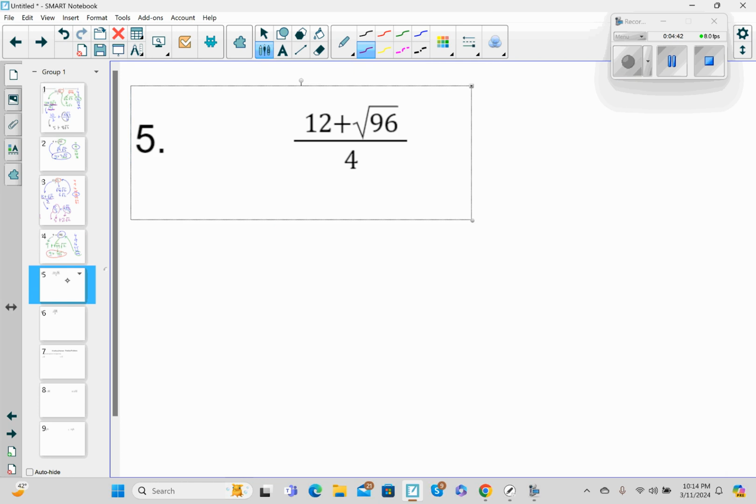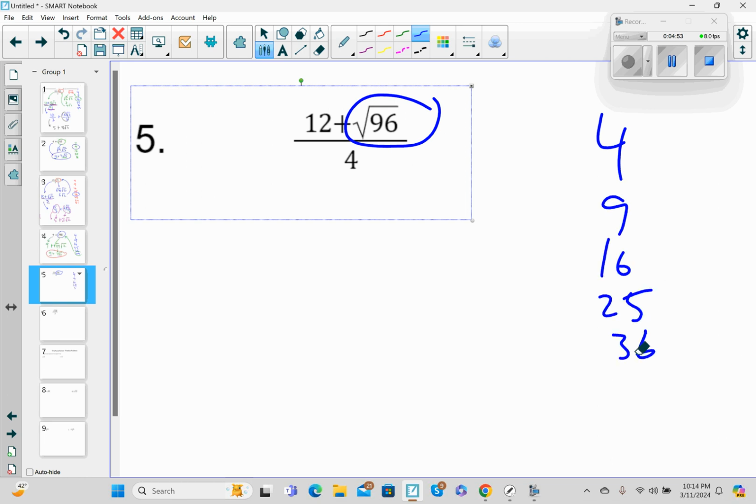Let's try some more. Here's another one. Square root of 96. Okay, so we're going to go 4, 9, 16, 25, 36, 49, 64, 81. I'm going to do some dividing here. I think 96 is divisible by 16. 96 is not divisible by 36, that doesn't work, but 96 divided by 16, yep. So this is the number.